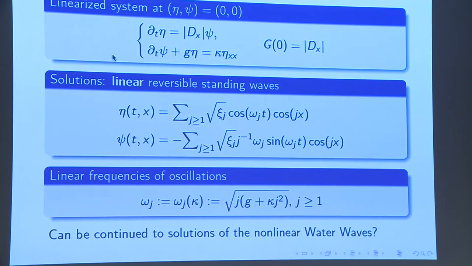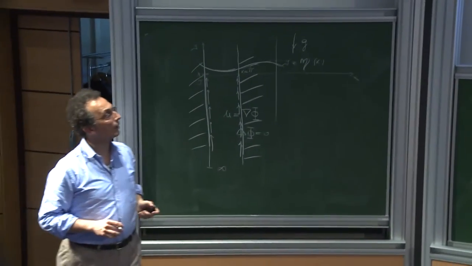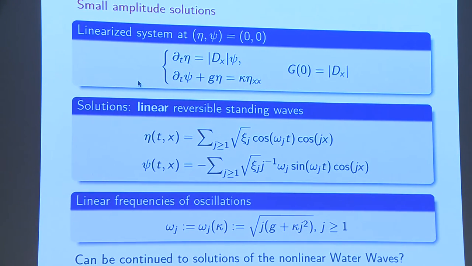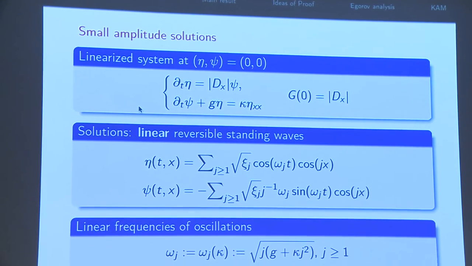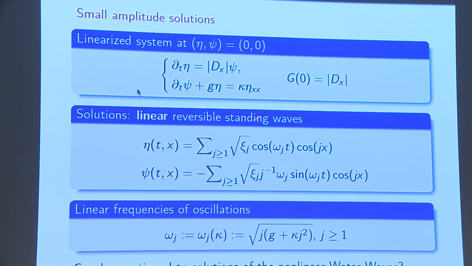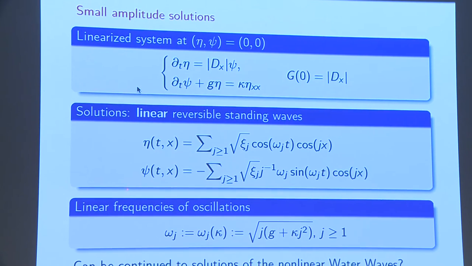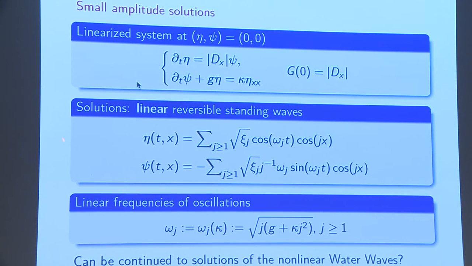And okay, we look for solutions of small amplitude. And so, of course, it is relevant to know what the dynamics of the linearized equation at the flat ocean is, eta equal to zero with zero velocity, psi equal to zero. We linearize the Euler equation and we get this constant coefficient system, where G of zero, the Dirichlet-Neumann operator of the flat surface, is just the Fourier multiplier modulus of D_x. And then one looks for its solutions.